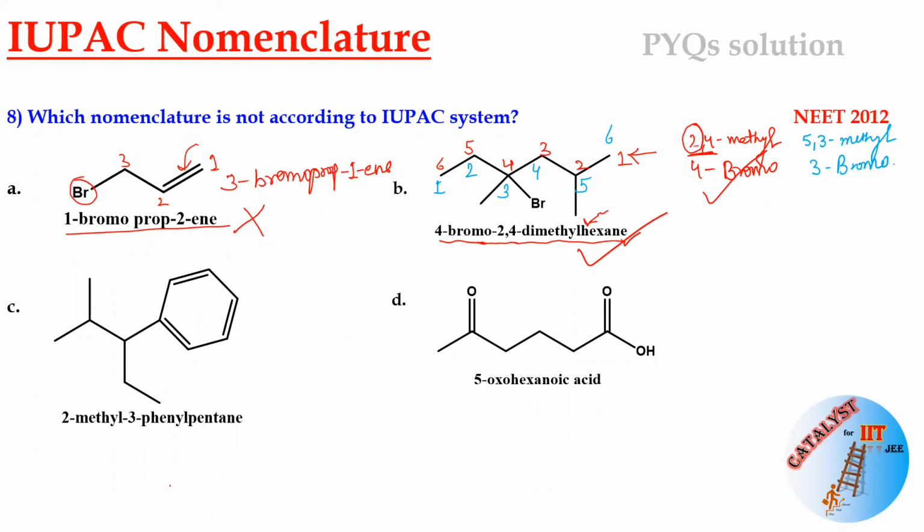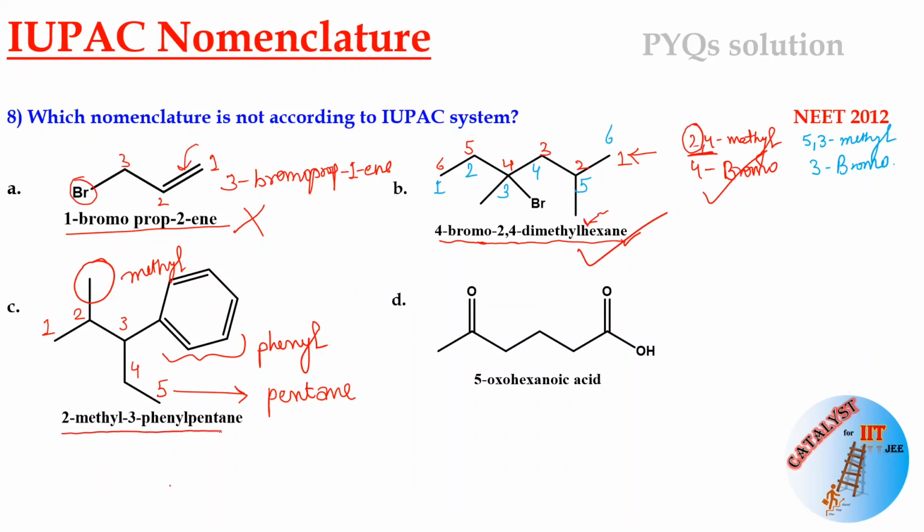Now move to your option C. Now you have to find the longest possible carbon chain as your parent chain. So 1, 2, 3, 4, 5. Okay, so on the third position your phenyl substituent is present, and on the second position your methyl substituent is present. And pent means 5, so your pent, and this is a saturated hydrocarbon, so it will be ane. So collectively you can say 2-methyl-3-phenylpentane. So this is also correct. Now move to the last option.